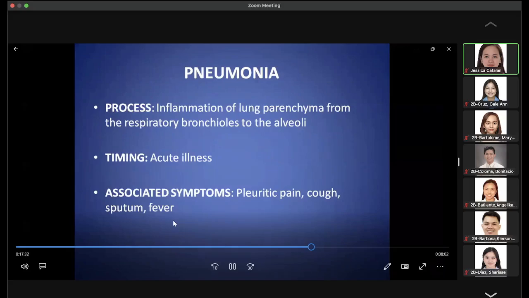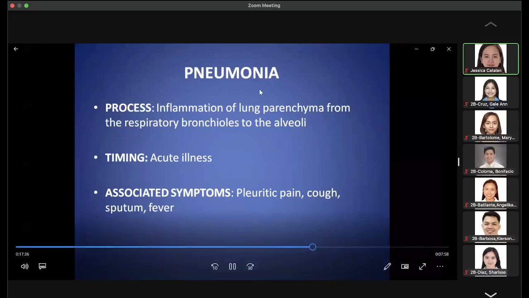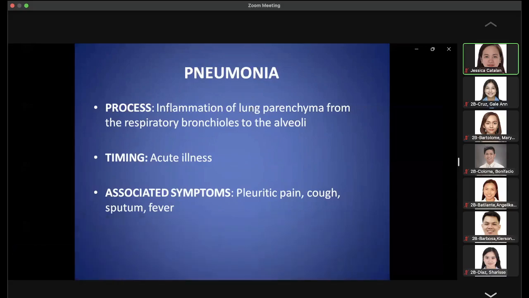So pneumonia. One of the most common diseases that we encounter in the clinic. There is inflammation of lung parenchyma from the respiratory bronchioles to the alveoli. So timing would be an acute illness. And associated symptoms, aside from dyspnea, are pleuritic pain, cough, sputum, and fever, because this one is an inflammatory symptom, right? So fever.